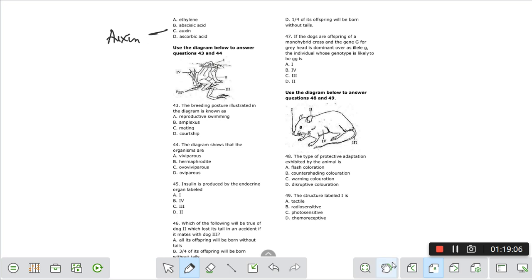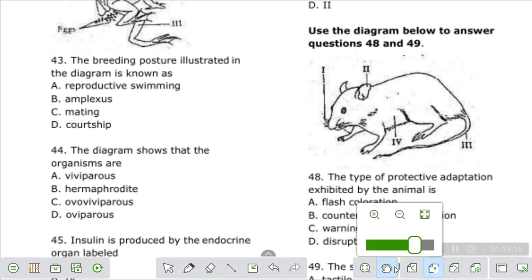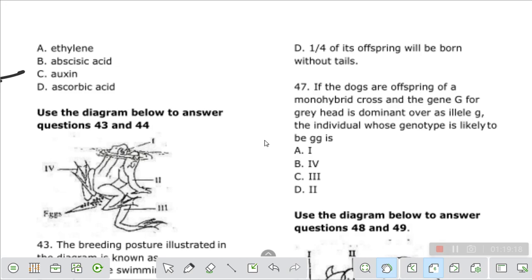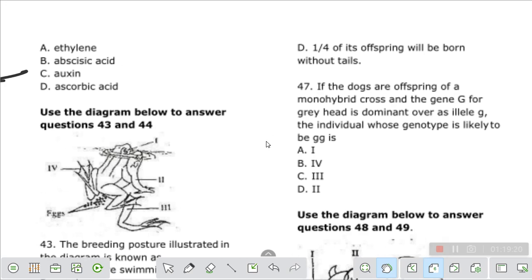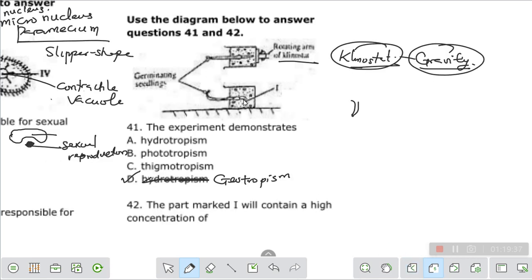So now look at this question. Now you can see that some toads are mating. But if you look at what they are doing now, which type of mating is that? The female toad is laying eggs, while the male toad is pouring sperm on the eggs. So which type of reproduction is that? Which type of breeding posture is illustrated in this diagram? That's what the question is asking. If you know the answer, just comment in the video.